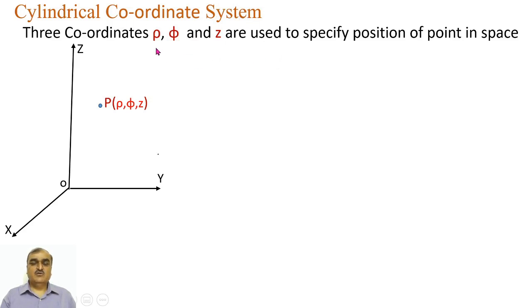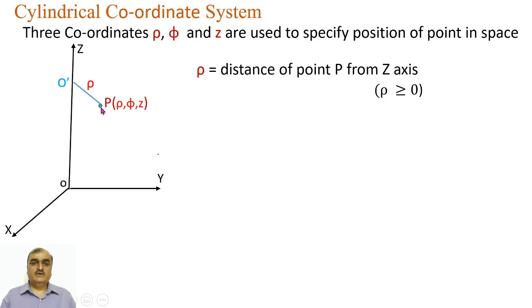This system uses the coordinates rho, phi, z. We have to define what rho, phi, and z are. Take x, y, z as the reference coordinate system. Let us consider any point P. Its position is given by these three coordinates rho, phi, z. Then rho is the distance of point P from the z-axis, that is, this distance O dash P. The distance of point P from the z-axis, O dash P, is the rho coordinate.